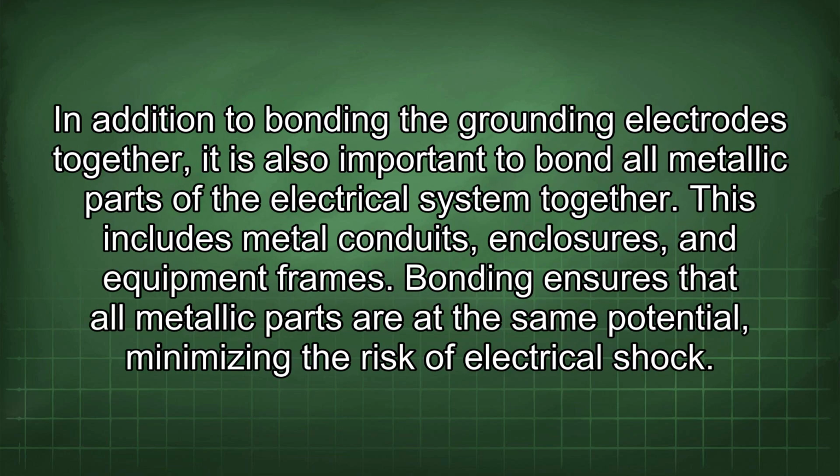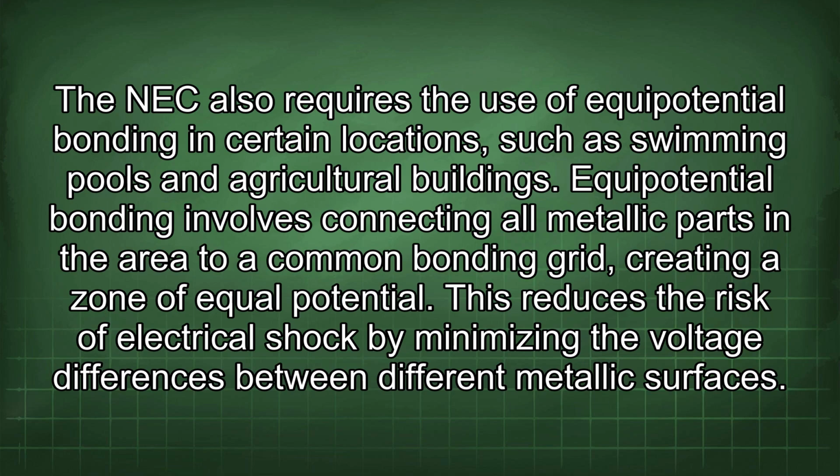In addition to bonding the grounding electrodes together, it is also important to bond all metallic parts of the electrical system together. This includes metal conduits, enclosures, and equipment frames. Bonding ensures that all metallic parts are at the same potential, minimizing the risk of electrical shock. The NEC also requires the use of equipotential bonding in certain locations, such as swimming pools and agricultural buildings. Equipotential bonding involves connecting all metallic parts in the area to a common bonding grid, creating a zone of equal potential. This reduces the risk of electrical shock by minimizing the voltage differences between different metallic surfaces.